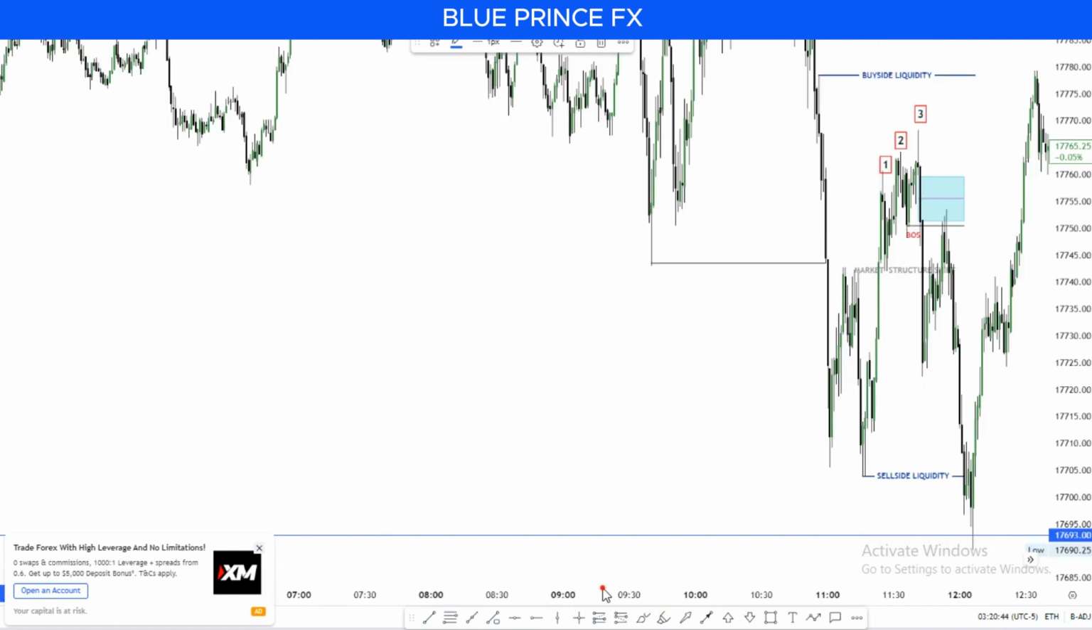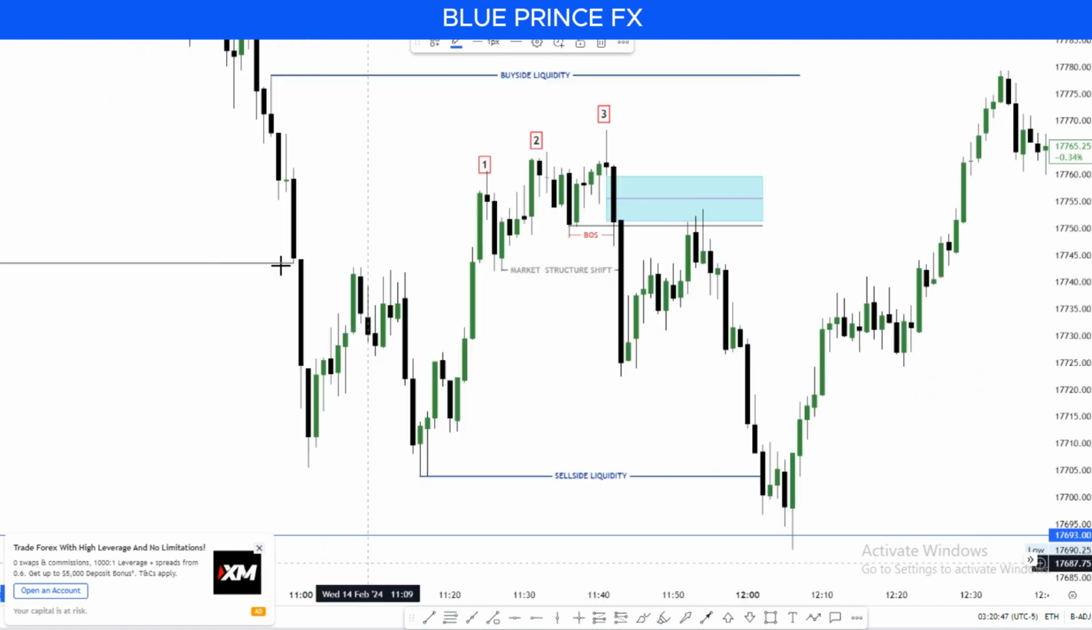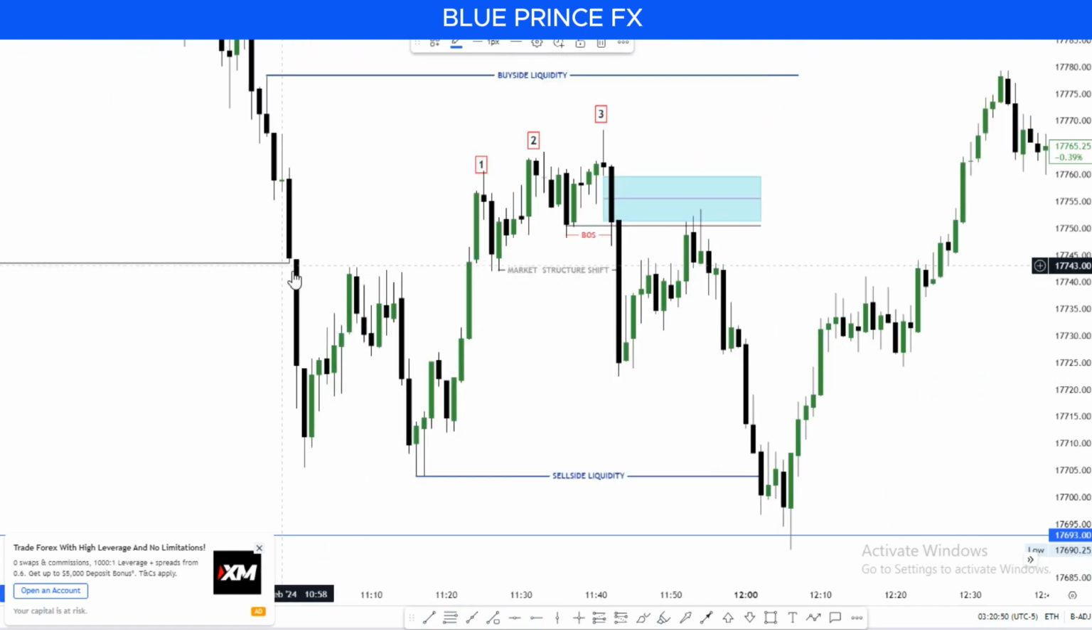So now let's go to the example. We have this bias that the market is going to go down and attack this sell side liquidity to the downside. So what do we see? We have our high here, and the market made a high, a low, a higher high, a lower low. Then you start to see that here we have a huge expansion, and here we have a huge retracement.